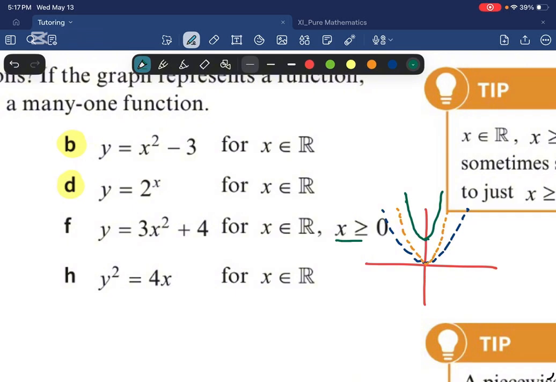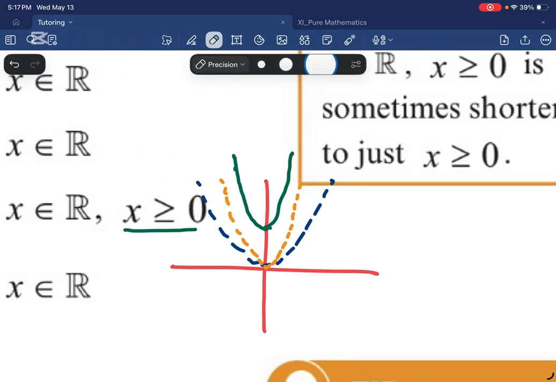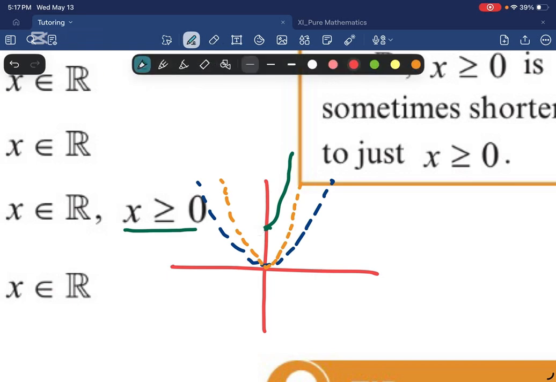But remember, we are asked to plot only for x bigger than or equal to 0. So we don't need the left side branch of this curve. So we only need this part, x equal to 0 or bigger. So something like this. So now, does this pass the vertical line test? Does this green curve pass the vertical line test? Yes. So it's a function.